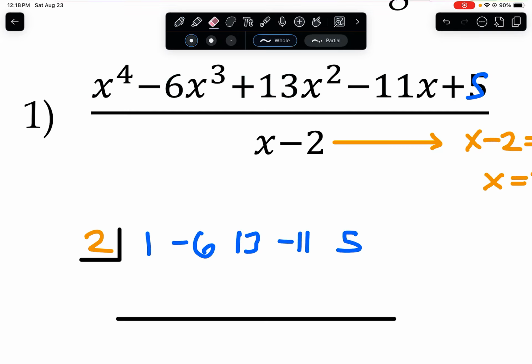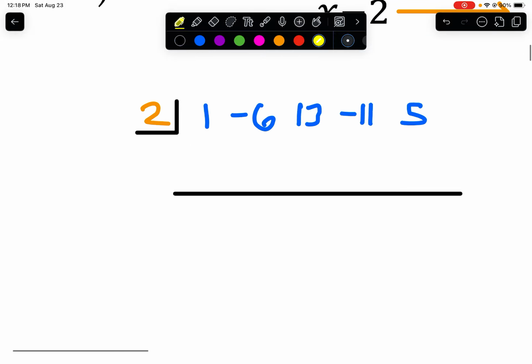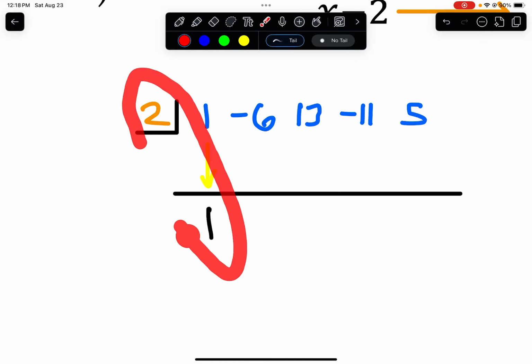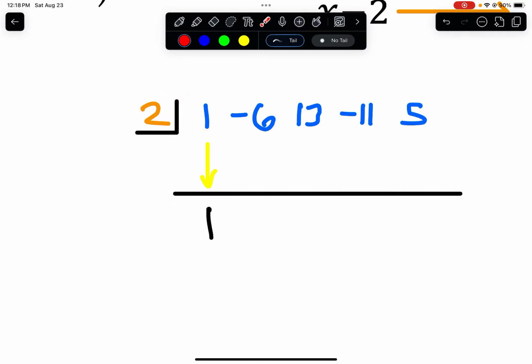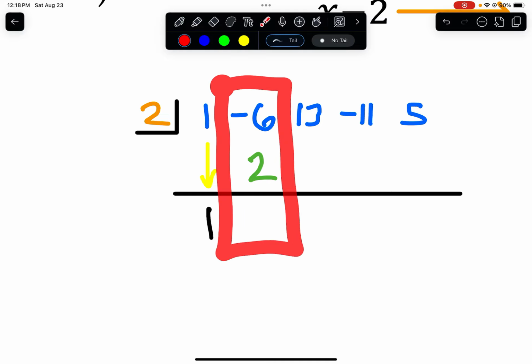So I'm going to get rid of these. Now I can begin synthetic. The first thing that you're going to do is bring down the first coefficient, and I'm just going to write it as is. Now when you're looking at the value from the divisor and the value you are bringing down, you're going to multiply these. So I'm going to do 2 times 1, which is going to give me a value of 2. And then when you're looking at the values vertically like this, you're always going to add them together.